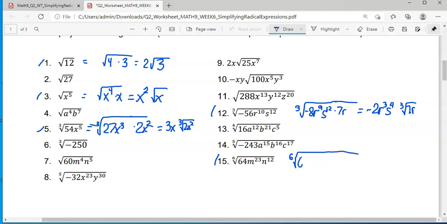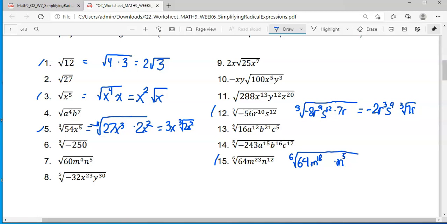Okay? Then, yung variables naman sa m raised to 23. So ano bang exponent na pwedeng ma-divide sa 6? So yun ang m raised to 18. Lagay natin m raised to 18. So ano ang natirang exponent? So ang natirang exponent ay m raised to 5.